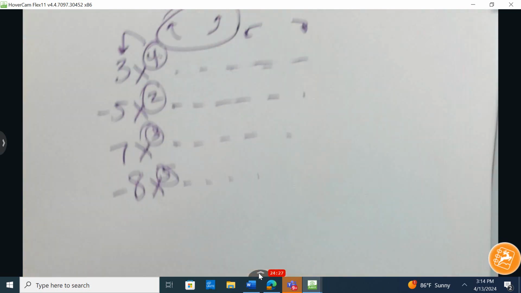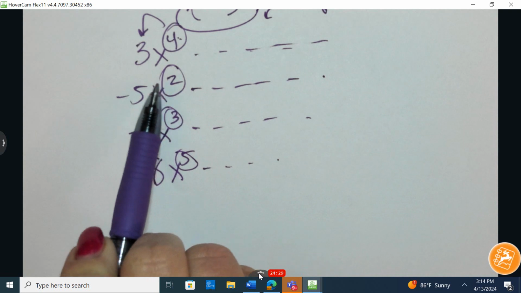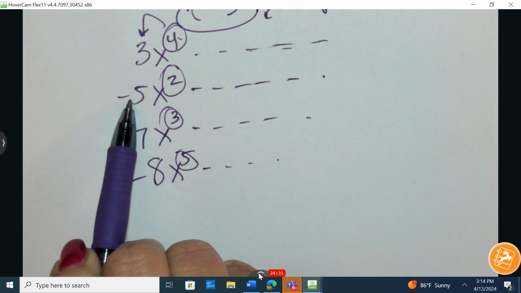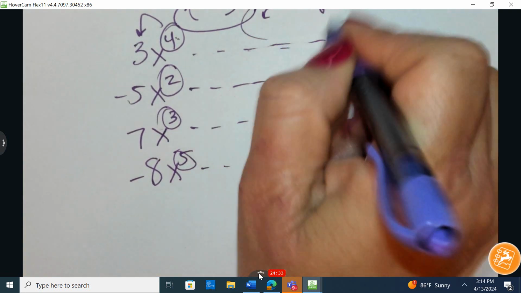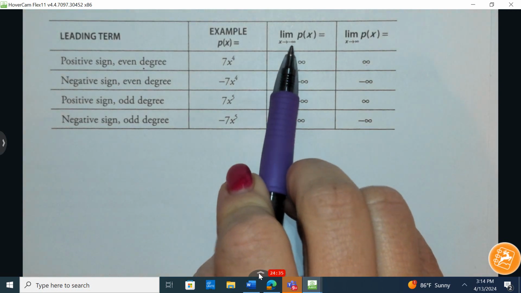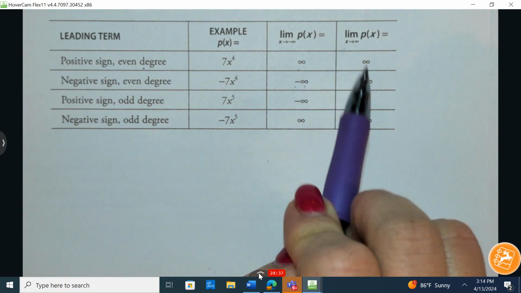All right, let's look at the next one. Here we're looking even or odd. It's even and it's negative. Even negative means they're both down. As I go to the left, it's going down. As I go to the right, it's also going down.